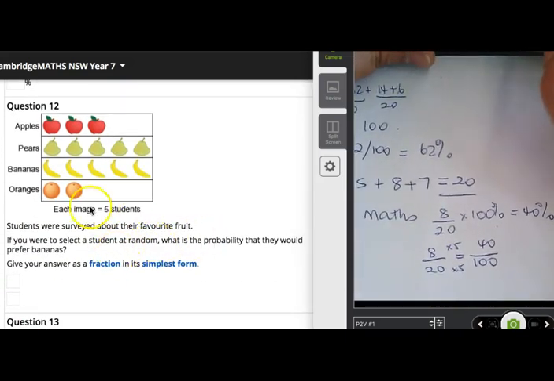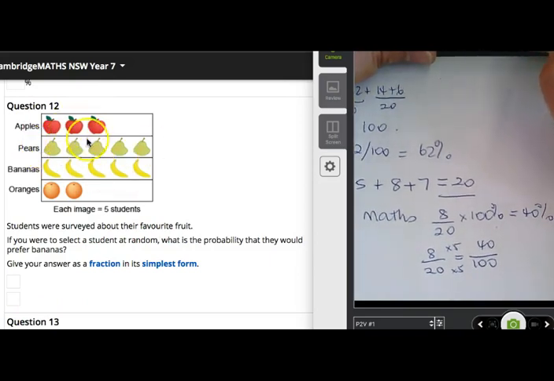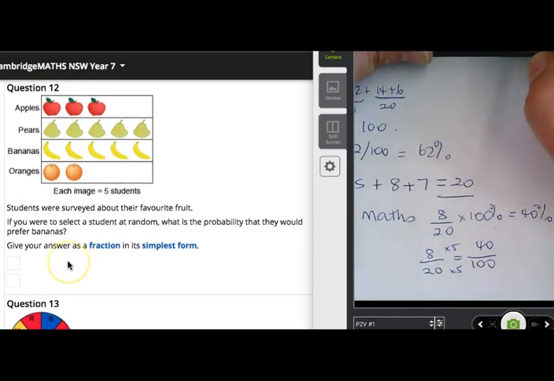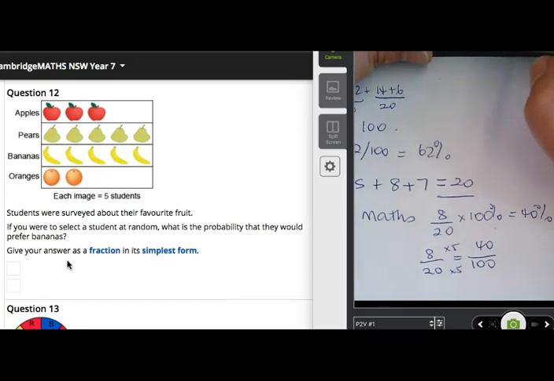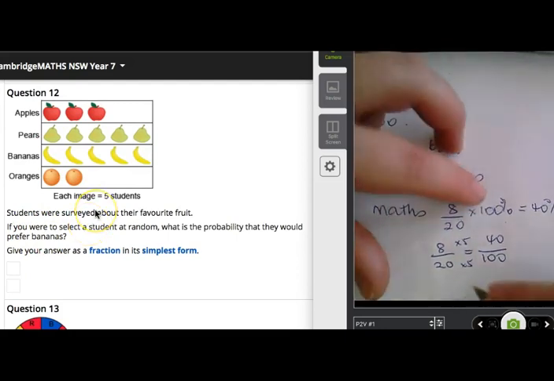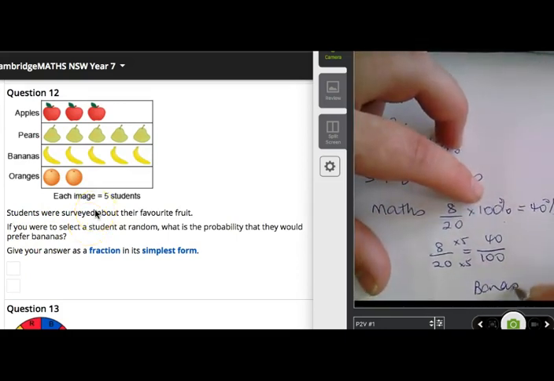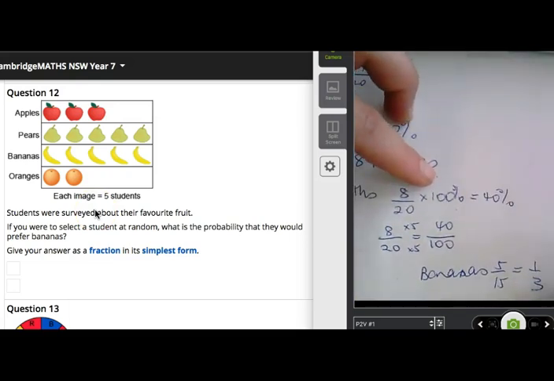Just explaining this again, you need to get the total. And to me it looks like there are 15 objects in total. Probability of bananas is just 5 out of 15, which is what? Yeah, bananas is 5 out of 15, which is a third.